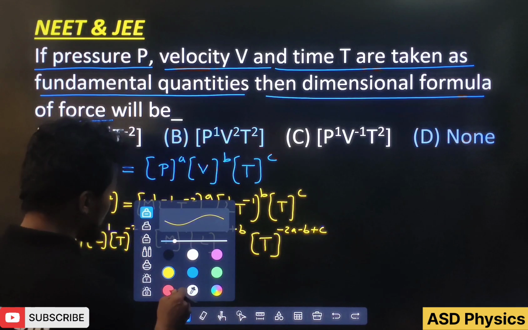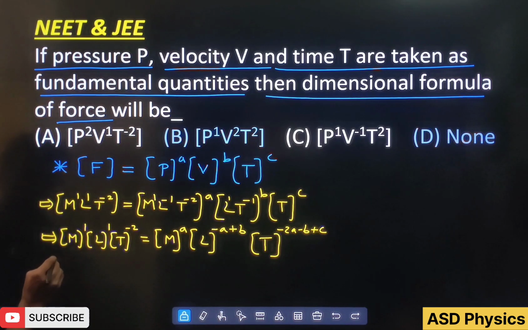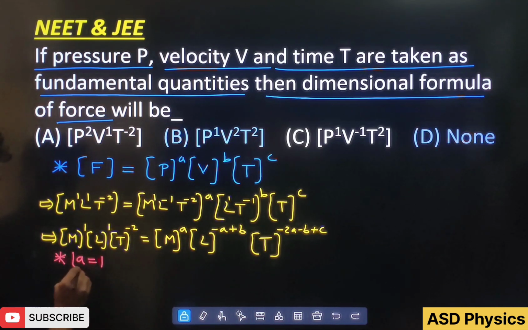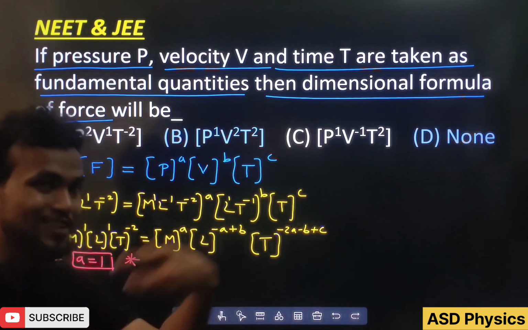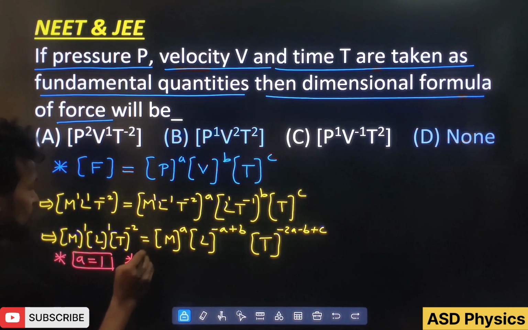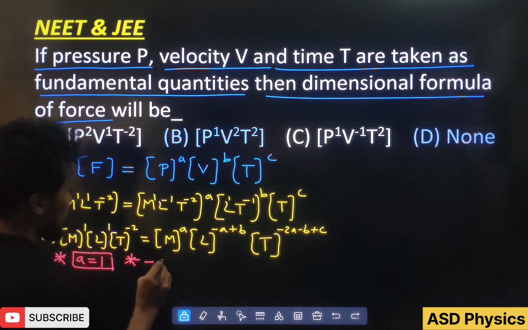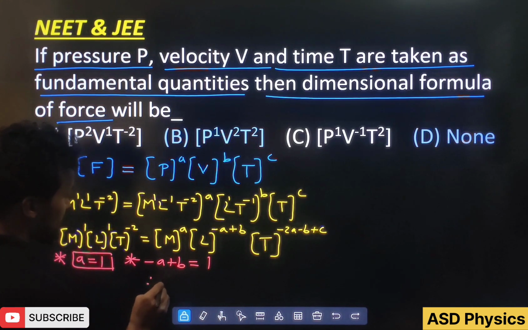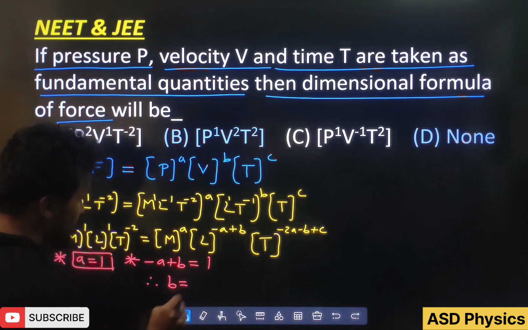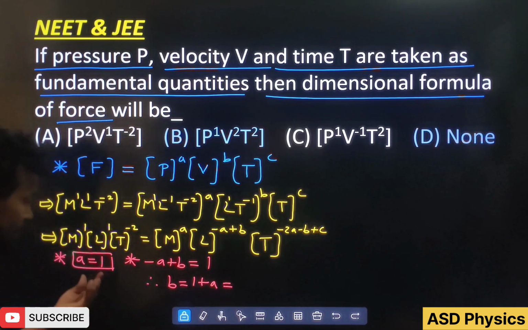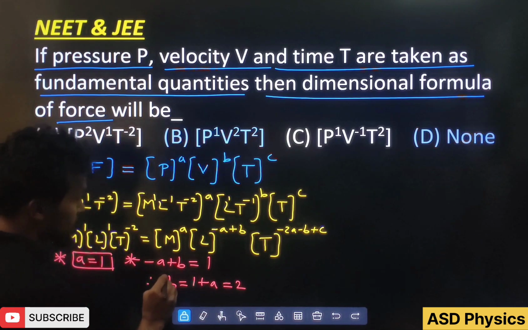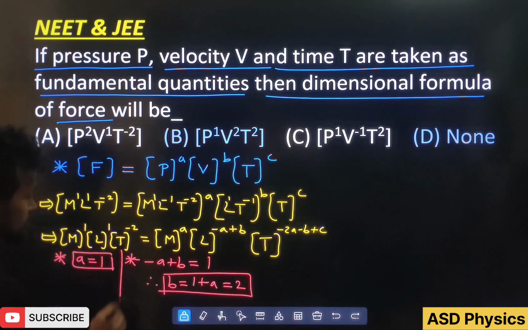Now both the sides we will compare. For mass, the power of M on the left is 1, and what we got on the right is a, so a equal to 1. Now comparing the length, minus a plus b is equal to 1. That means b equals 1 plus a. The value of a is 1, so the value of b will become 2.